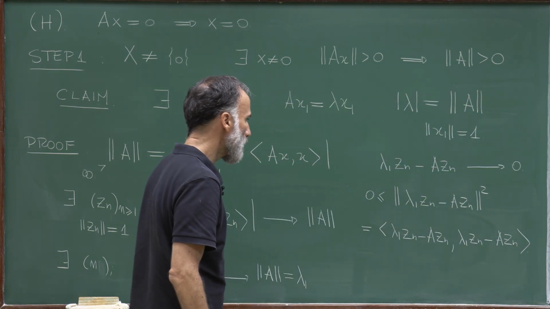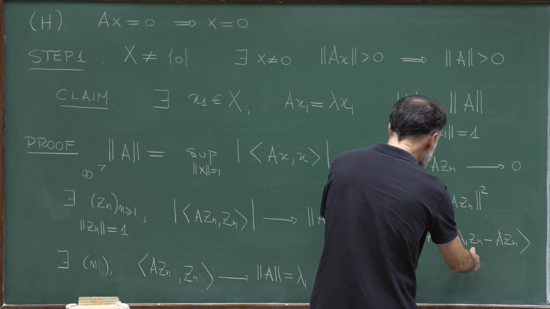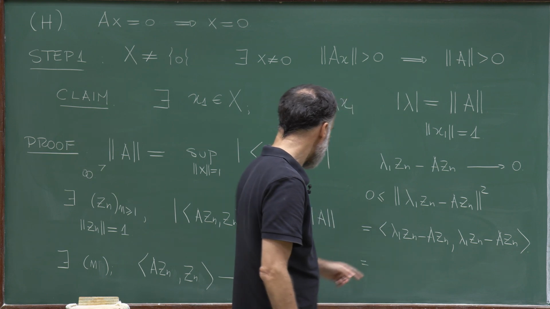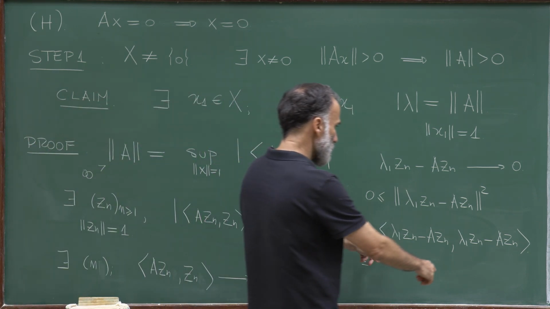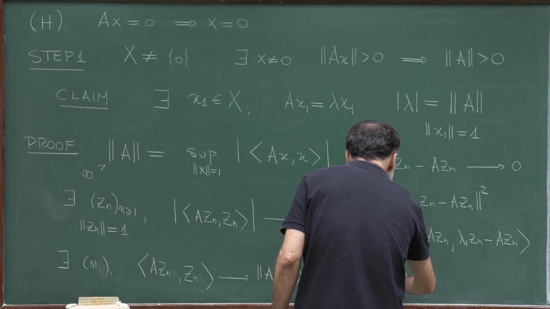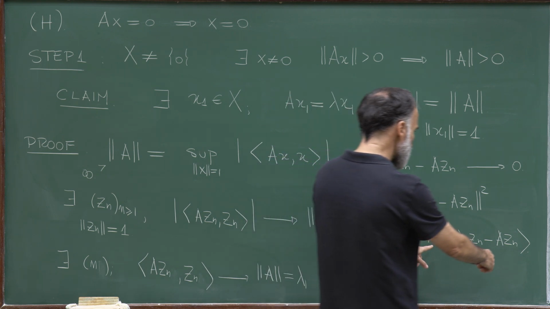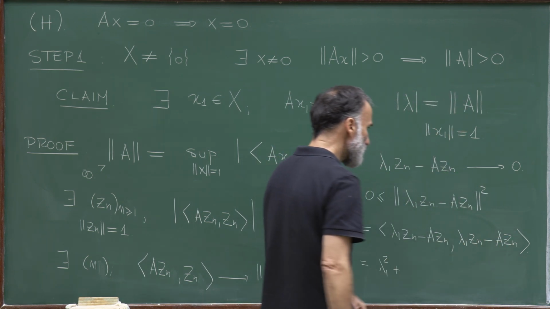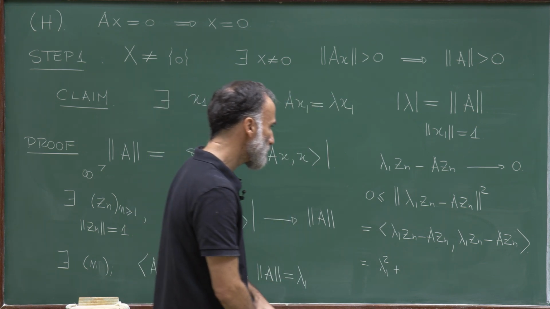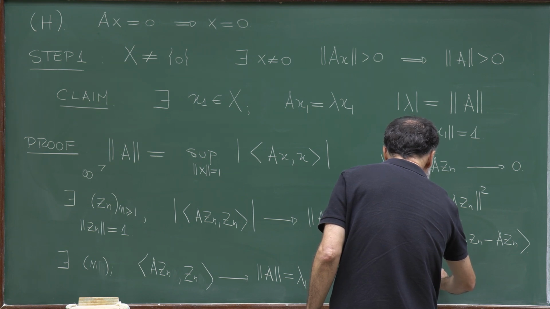So let's compute this scalar product. So we have the diagonal terms. Since Zn has norm equal to 1, the first diagonal term gives me lambda 1 square. And the second diagonal term gives me the norm of A Zn square.